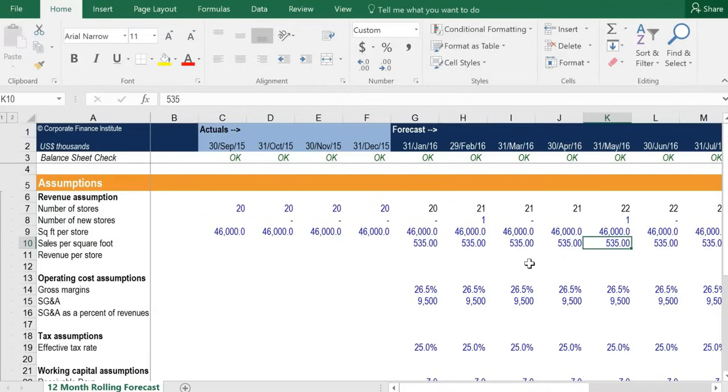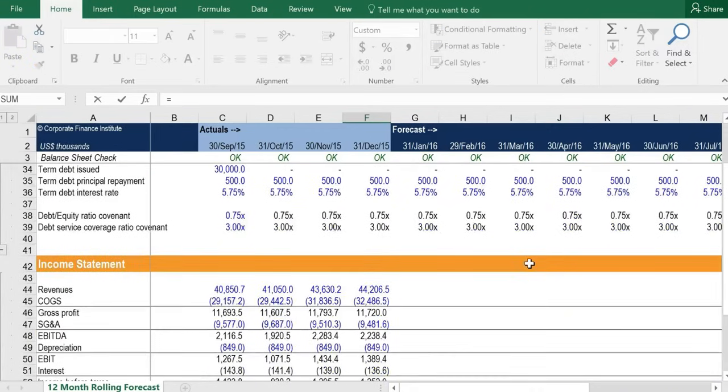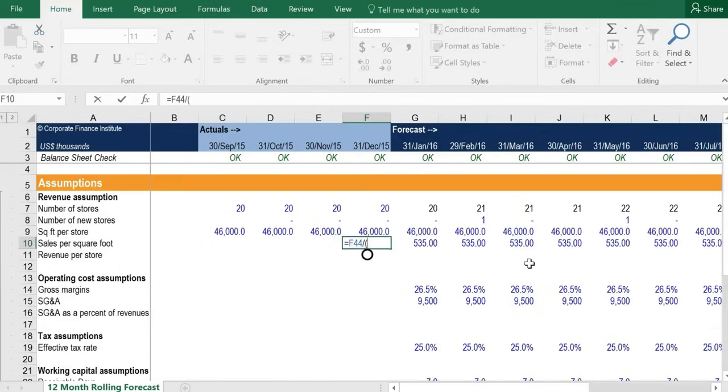Now that we have the number of stores in place per month, let's calculate on a historical basis what the sales per square foot was. In order to do this, we'll set the formula equal to revenue in the month divided by, and I'm going to open a bracket here, the square feet per store multiplied by the number of stores.